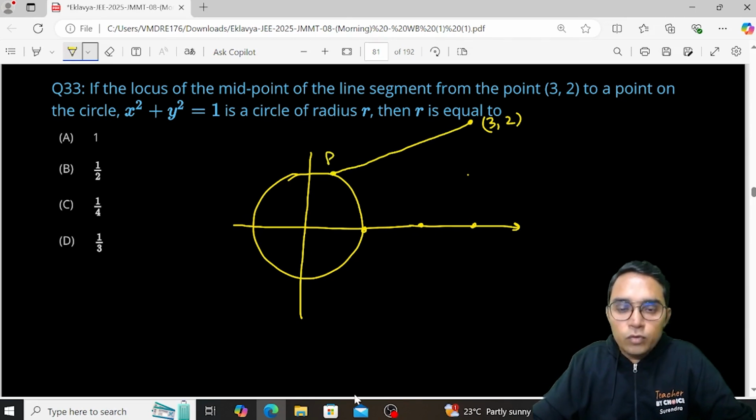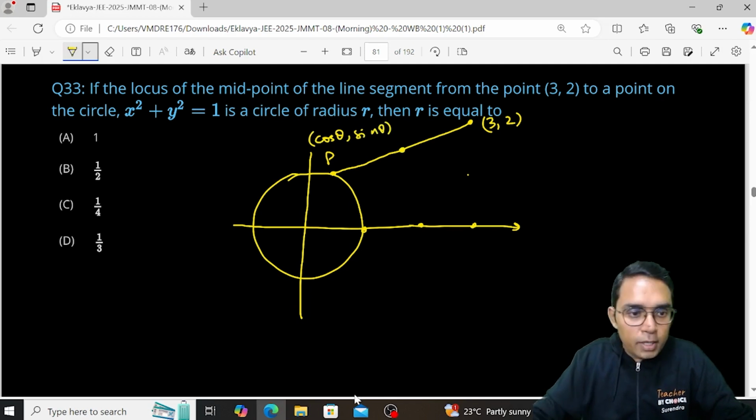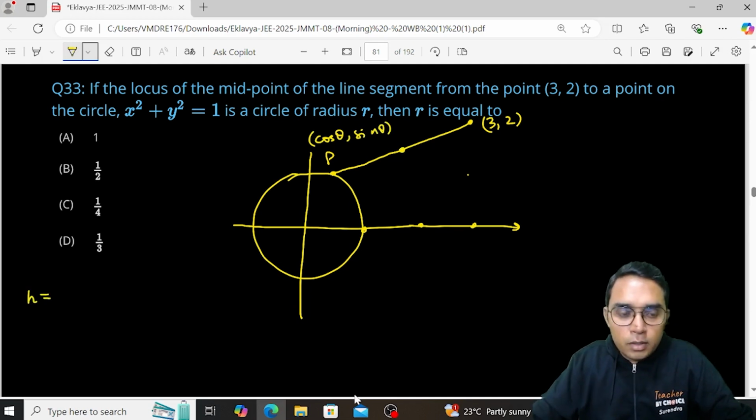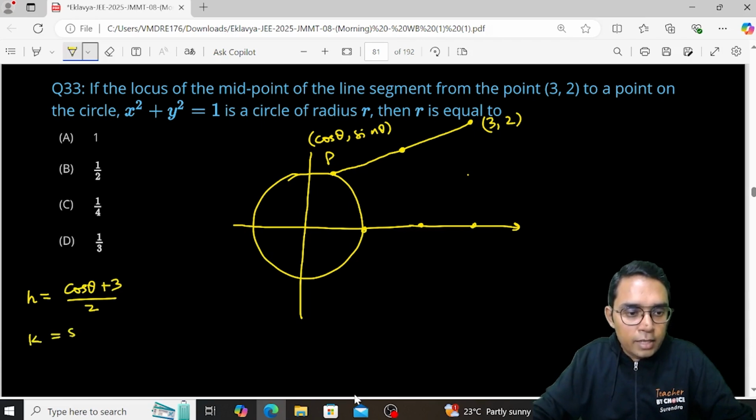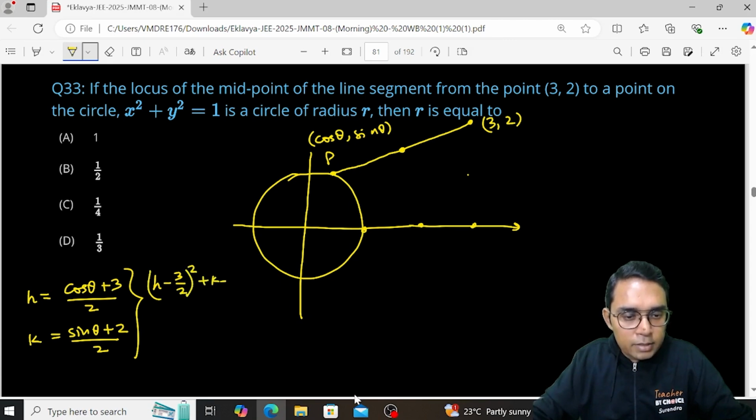Now I'll tell you two ways. One is that you take P as (cos theta, sin theta). Okay, so the midpoint (H, K), for which we are looking for the locus. So H will be (cos theta plus 3) upon 2 and K will be (sin theta plus 2) upon 2. Okay, now cos square theta plus sin square theta we have to do, or maybe we can do directly (H minus 3 by 2) square plus (K minus 1) square also. That will give you 1 upon 4.